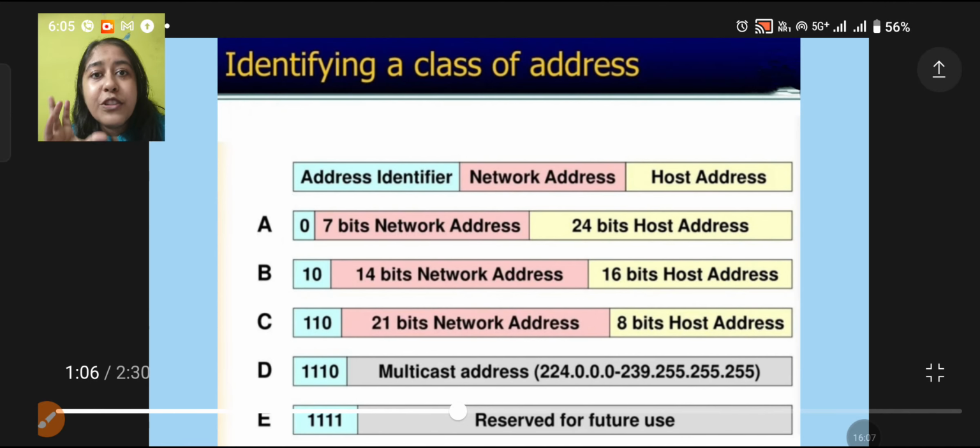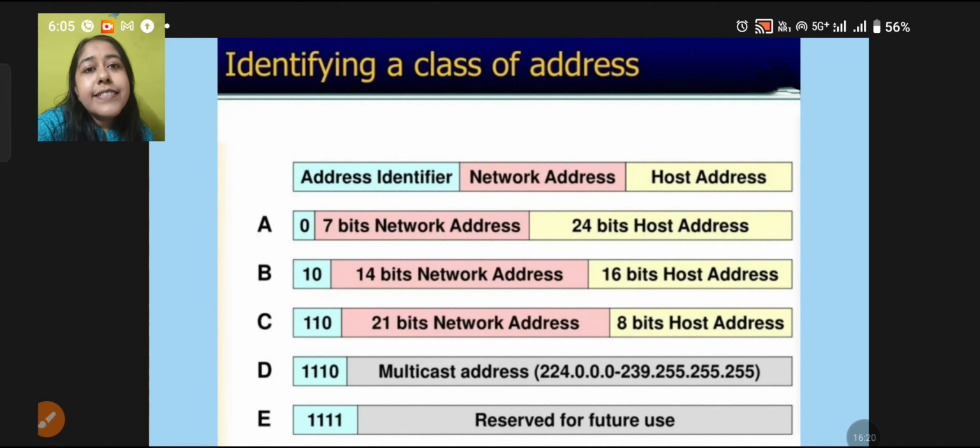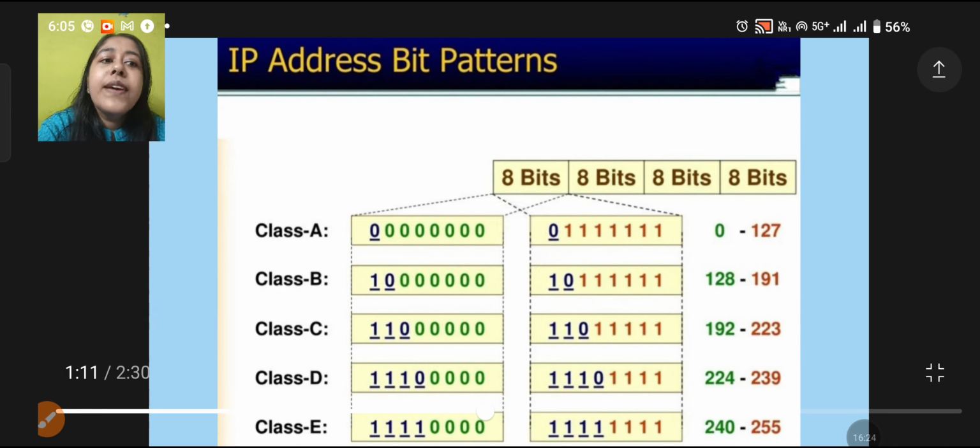For class D, which is for multicasting, it is 1110, and then the whole address is a multicast address. And for E, it will be 1111, and that is reserved for future use. So this is the whole classification, how you can identify the whole address when you have an address, right? Now here let's see, each and every partition will have 8 bits, right?